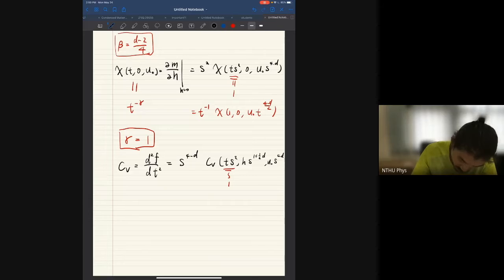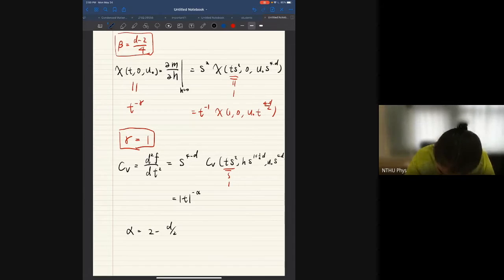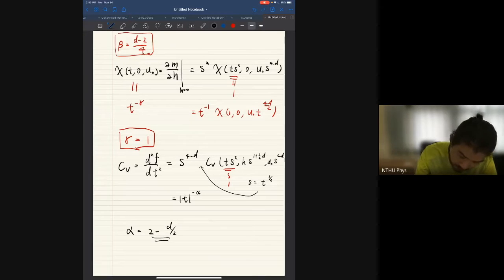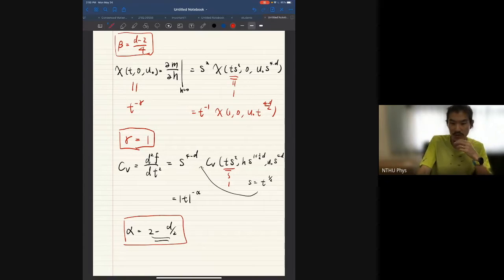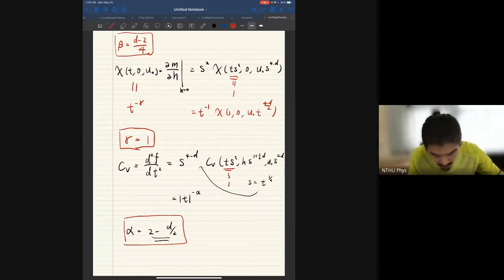So it gets basically t to the minus alpha, where alpha will be 2 minus d. As you know, s equals t to the square root, and then you replace here, and then you basically get this value. So this is another critical exponent, alpha. Okay, so these are clear.